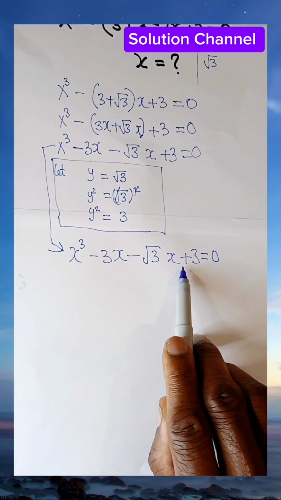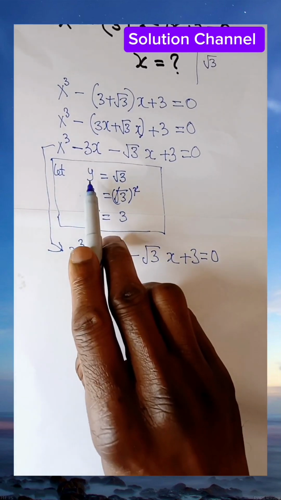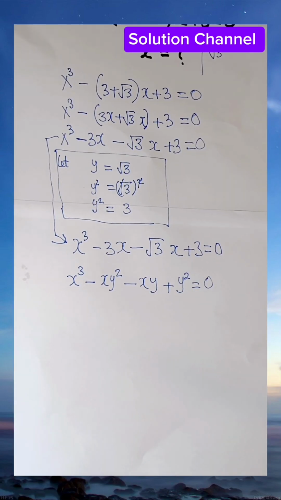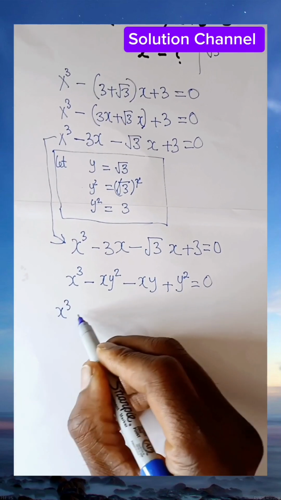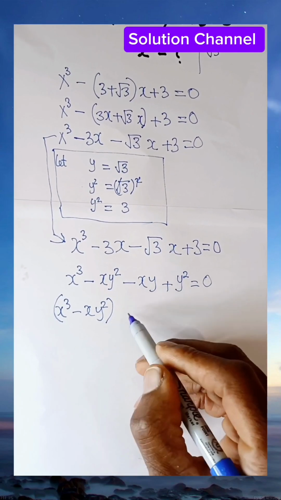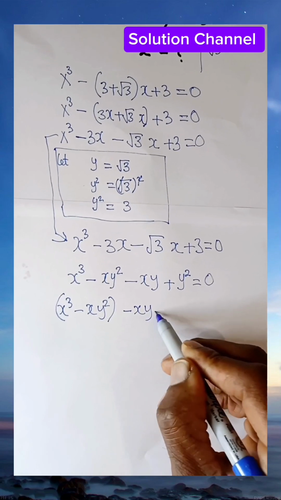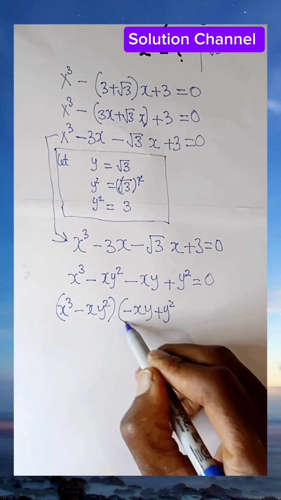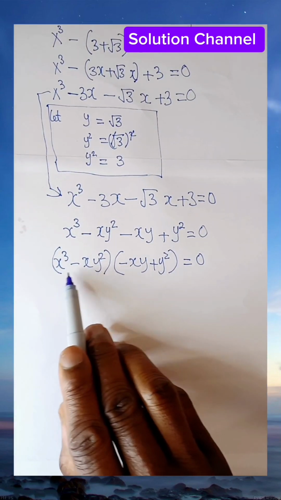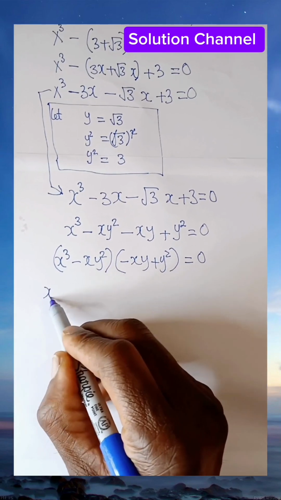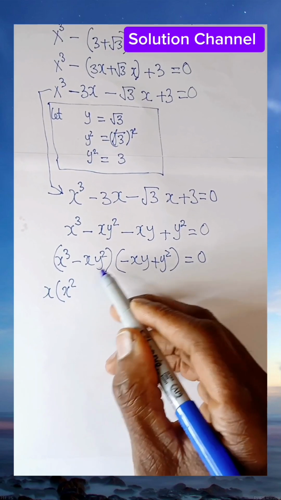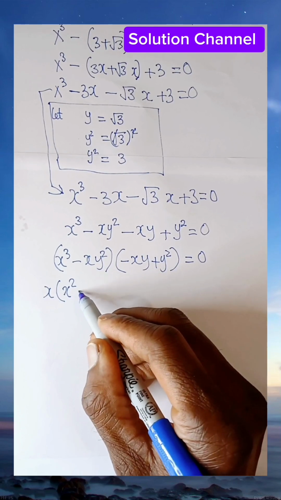In this equation, we will replace the square root of 3 with y, and we will replace 3 with y squared. We have x cubed minus x y squared. We will group these two together, and here we have minus xy plus y squared. We will group these two together, and this is equal to 0. Here, x is common. We are going to factor out x. So we have x cubed divided by x, we have x squared, minus x y squared divided by x, we are going to have minus y squared.